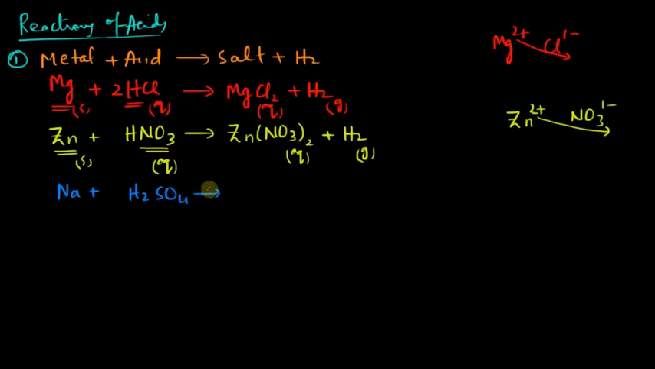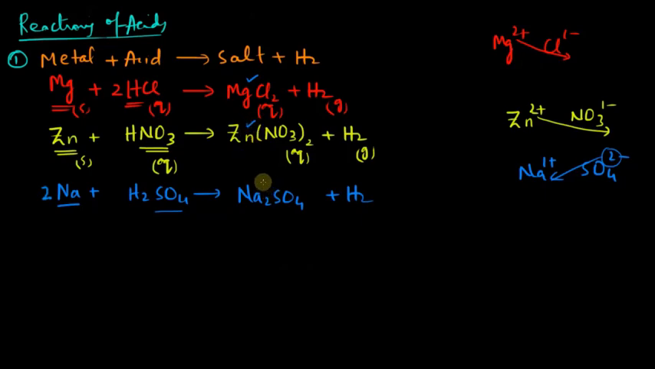Sodium is a very reactive metal, so sodium will combine with the sulfate ion. Sodium is group 1, so it is +1, and sulfate is SO4 2 minus. So we will write this 2 over here. So we get the formula sodium sulfate, Na2SO4, plus hydrogen gas. So all these compounds, that is the magnesium chloride, the zinc nitrate, or sodium sulfate, are all salts, and along with them we get hydrogen.